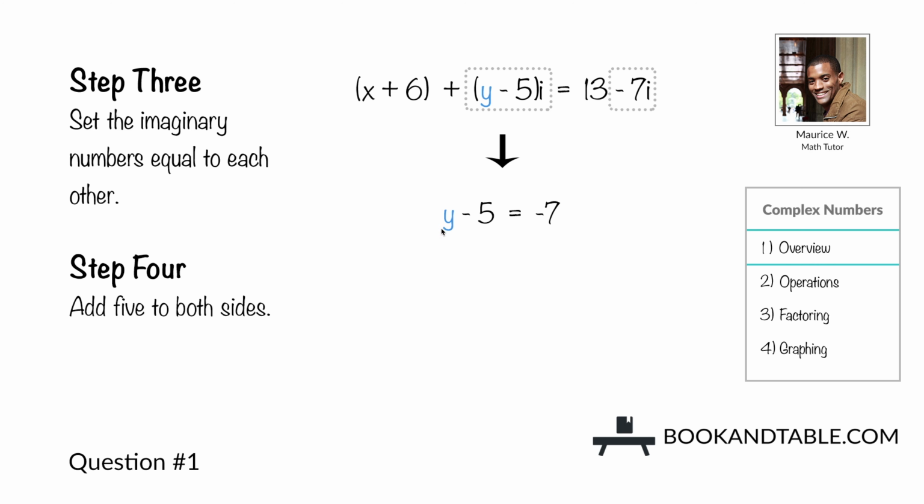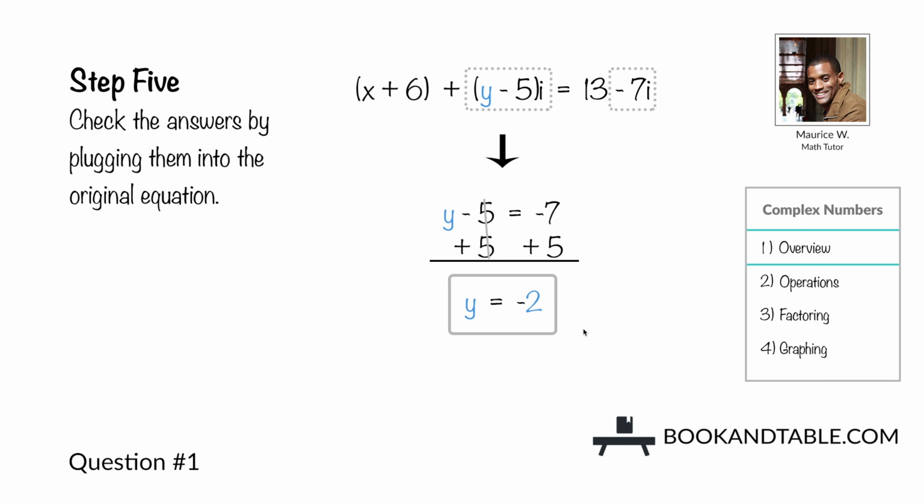And now we can solve for y by adding 5 to both sides. Negative 7 plus 5 gives us negative 2. So we wind up with y is equal to negative 2. So now we know x is equal to 7 and y is equal to negative 2.